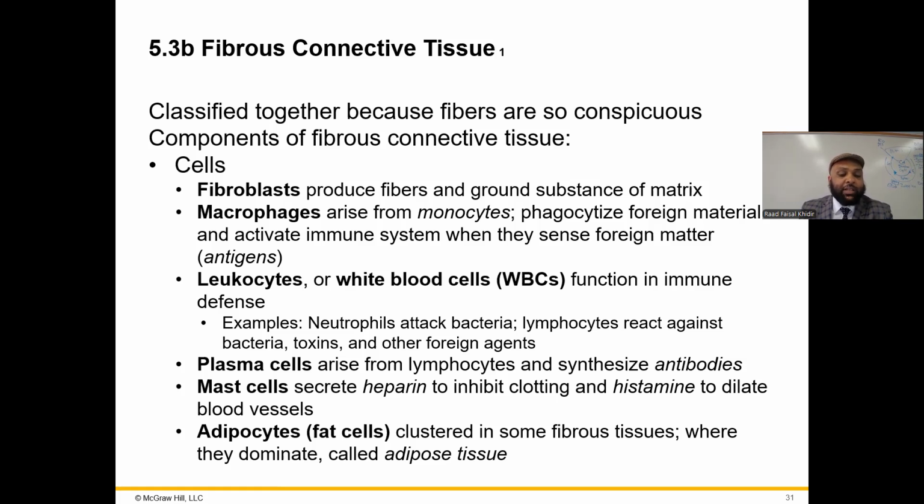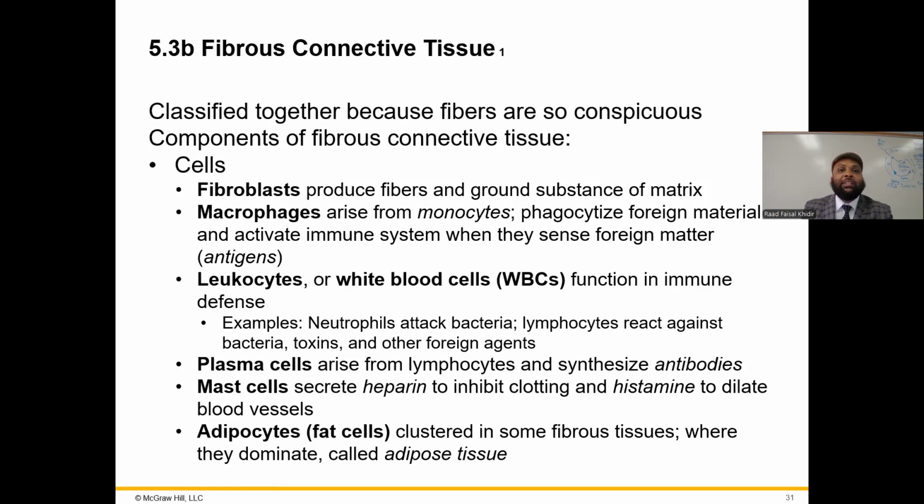Just remember that the plasma cells arise from lymphocytes and they are the ones who make the antibodies, while the mast cells secrete heparin to inhibit the clotting. So they are anticoagulant cells. These mast cells secrete heparin, which is an anticoagulant, and they also secrete histamine, and histamine dilates the blood vessels. So it increases blood rush to the site of the inflammation. So that's why antihistamines are very useful anti-inflammatory medications.